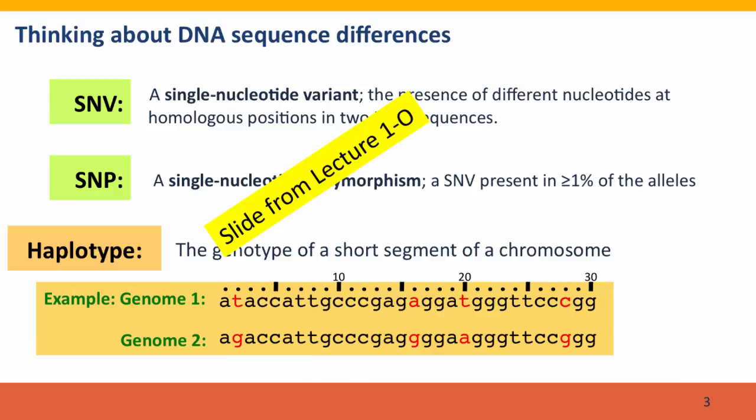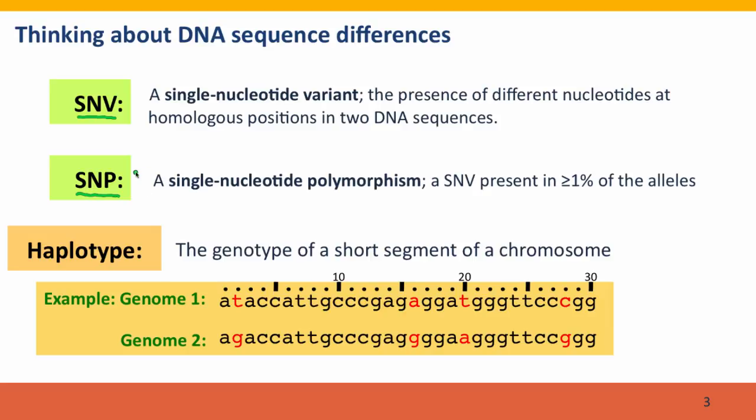So we'll start with a slide from Module 1 where we look at some terminology for thinking about human genetic differences. The first term we introduced was an SNV, a single nucleotide variant. It's a place in the genome where different DNAs from different individuals may have different sequences, and it's where a single nucleotide differs. And then we introduced the term single nucleotide polymorphism. Now you remember we had already defined polymorphism as a genetic difference that was present in at least 1% of the alleles. So a relatively common difference, not a very rare difference. And a single nucleotide polymorphism is just a single nucleotide variant that's relatively common. The rarer allele is present in at least 1% of individuals.